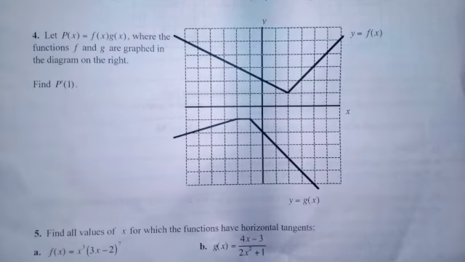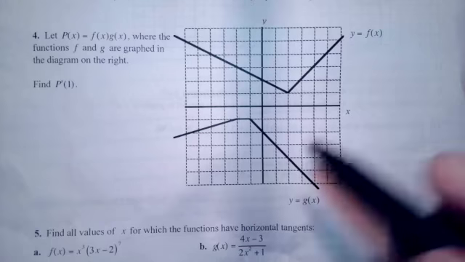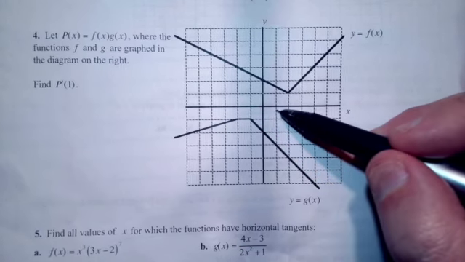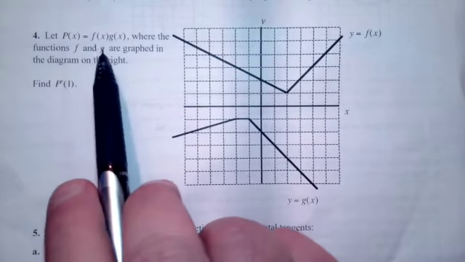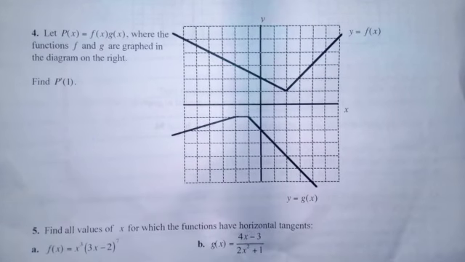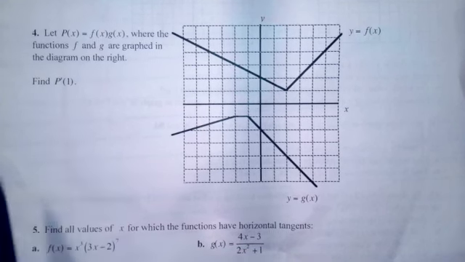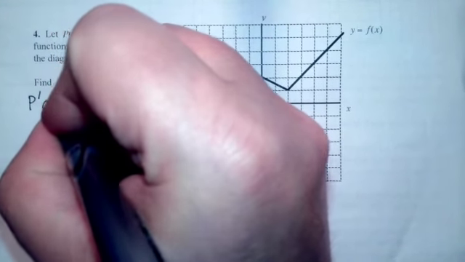In number 4, we are given the graphs of two functions, f of x and g of x. And we are supposed to assume that each of these squares measures 1 on each side. So it's 1 here and 1 there. So p of x is f of x times g of x. And we are supposed to find p prime of 1. Alright, so we need to find the derivative evaluated at 1. First we need to find the derivative.